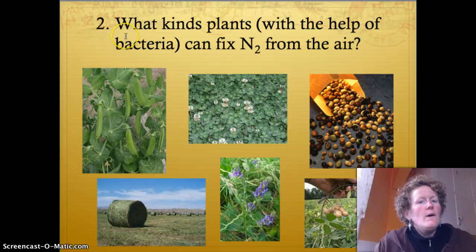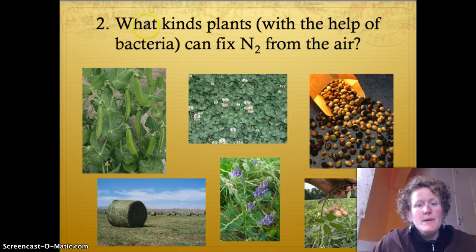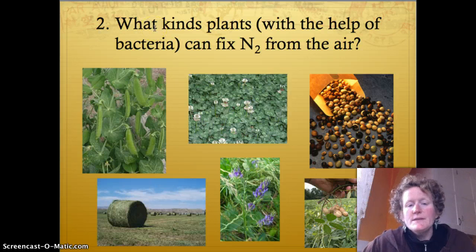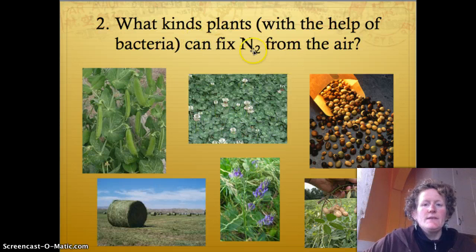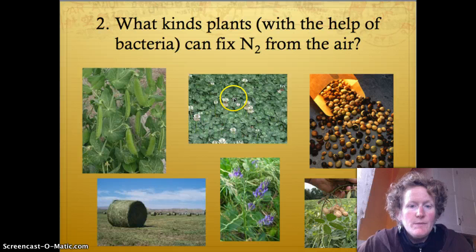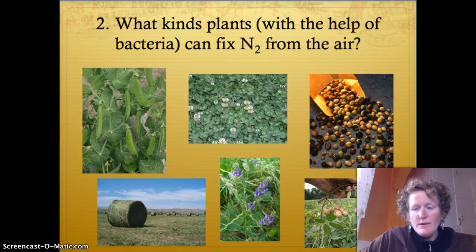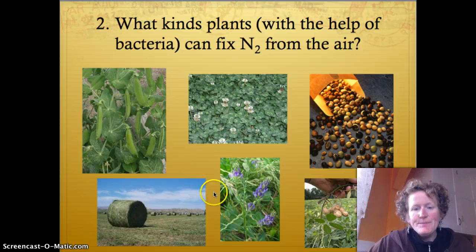So, number 2, make sure you have the lab sheet from Doc sharing, by the way. What kinds of plants, with the help of bacteria, can fix nitrogen from the air? That's N2 from the air. Well, clover, great plant to intermix with your grass in your yard. Legumes in general, peas, or other lupines.